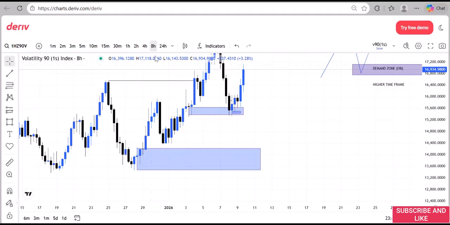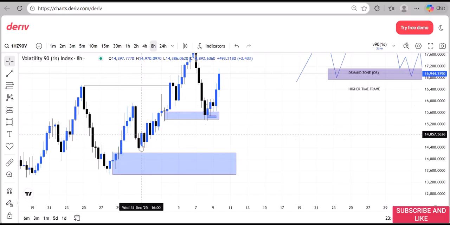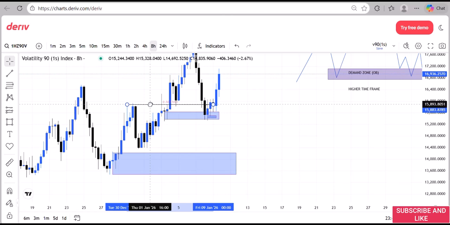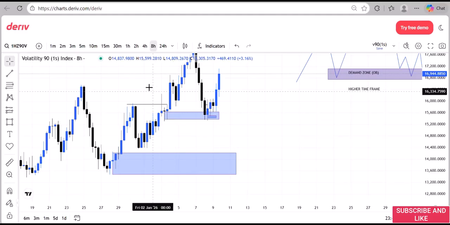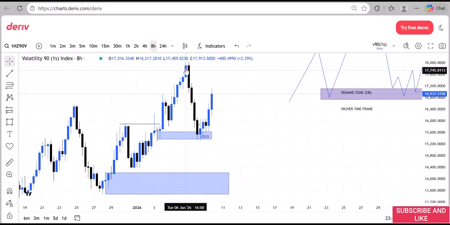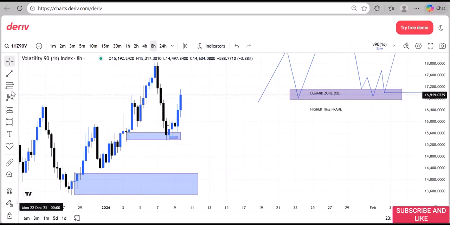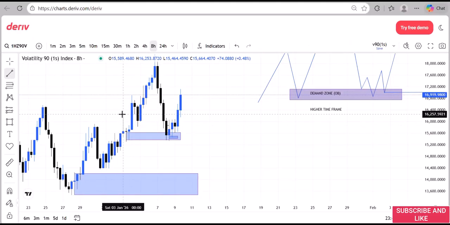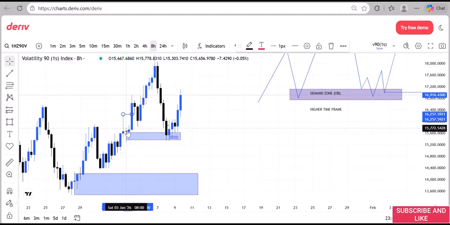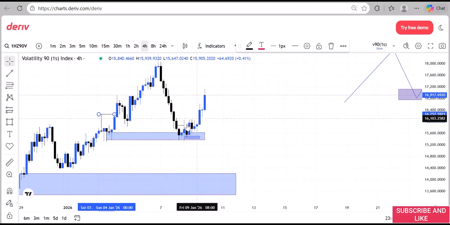There was no imbalance in the 8 hours time frame. So price traded efficiently. And then of course there's a break of structure here to the upside, and after that, price went on, and now there's also another break of structure here. This is the zone that caused the break of structure. So we'll zoom down to a lower time frame, that's the 4 hour time frame.